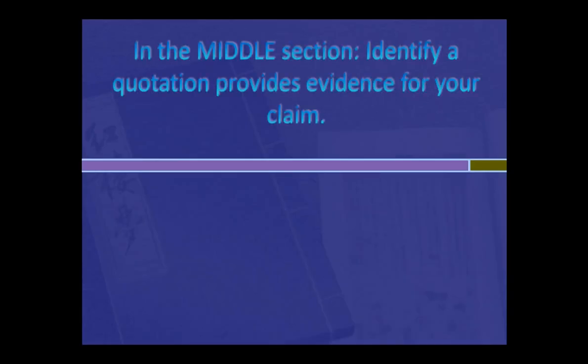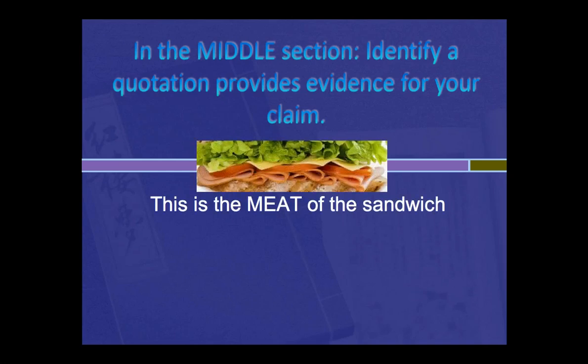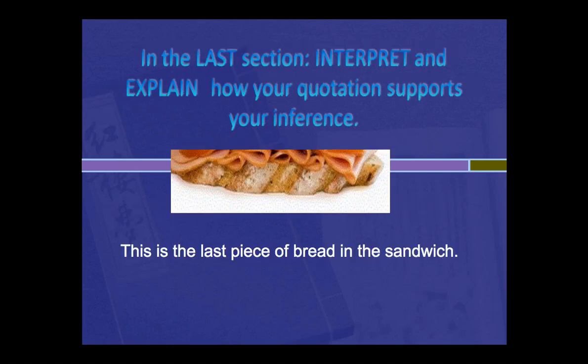Now, the middle section is, of course, the quotation that's going to provide evidence for your claim. That's the meat of the sandwich. And, of course, you want to use MLA format when you quote it. And then after you've got a good piece of evidence that proves whatever claim you're trying to make, you want to make sure that your reader sees how you're interpreting and explaining it, and to back up whatever inference you're making. So that's the last piece of bread in the sandwich.